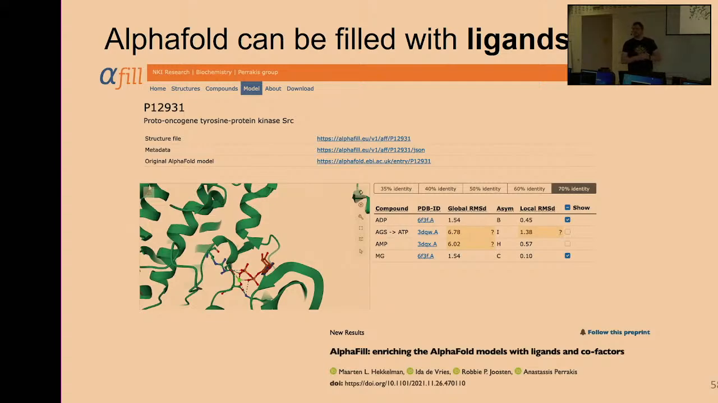You can transplant the ligands from PDB into the AlphaFold structures, and the AlphaFill database is doing exactly that. So basically, if you have a protein which is known for a cofactor or where you want to have the ligands as well, it's possible to look into AlphaFill, and there are AlphaFold models filled with the cofactors taken and transported from the PDB, and you get the information which structure is actually a good one.